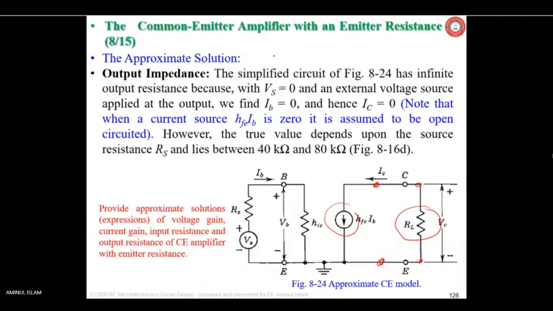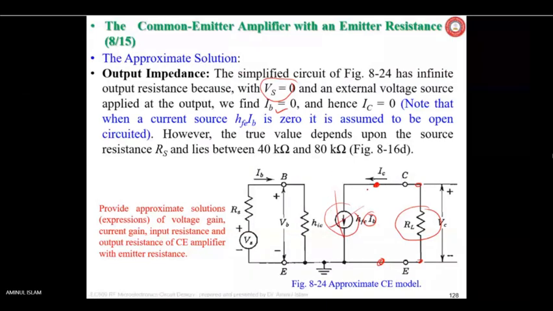So something is written here. The simplified circuit has infinite output resistance because with VS equal to 0 and an external voltage source applied at the output, we find IB equals 0, and hence IC equals 0. Note that when the current source HFE IB is 0, it is assumed to be open circuited. It is removed from here to here. It does not exist.